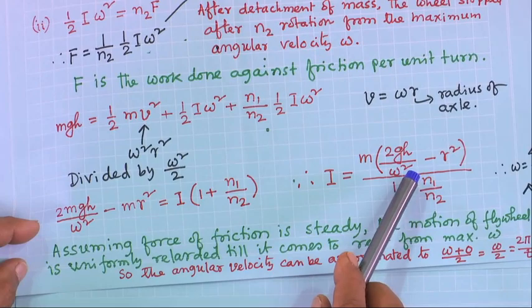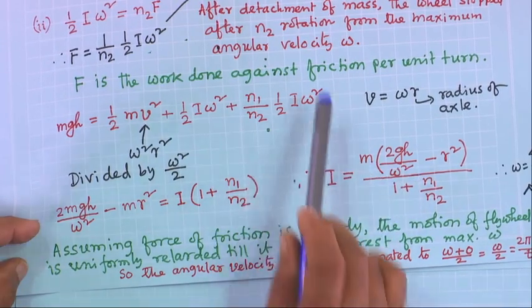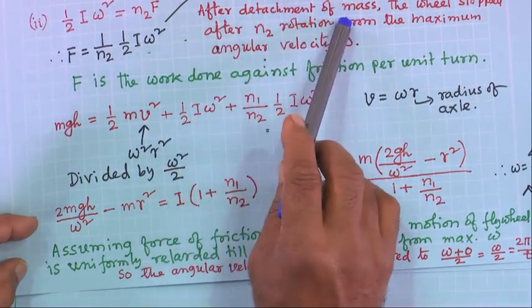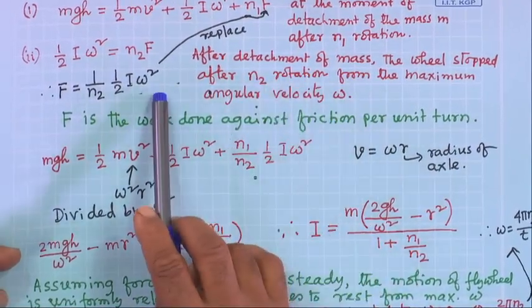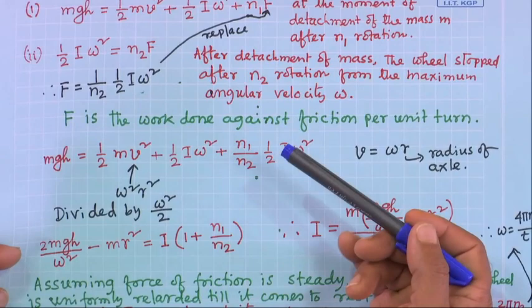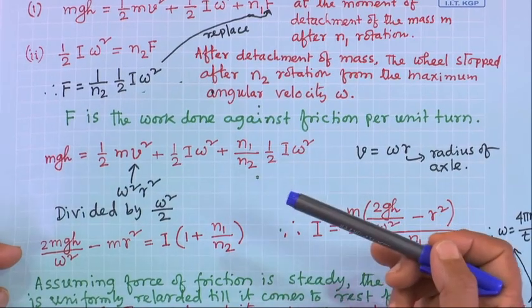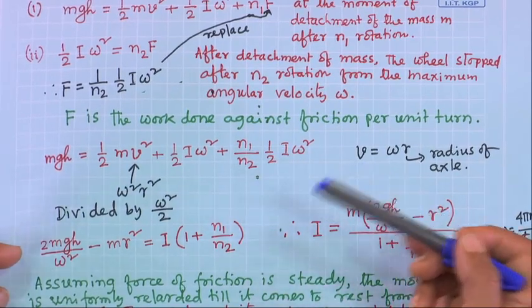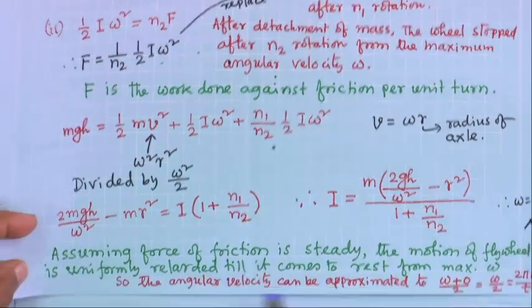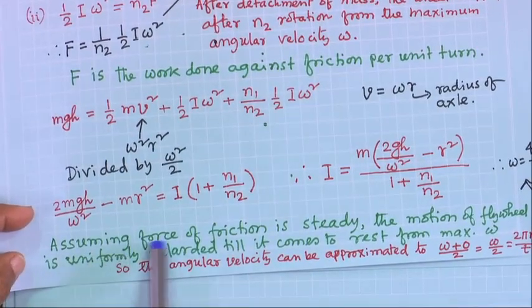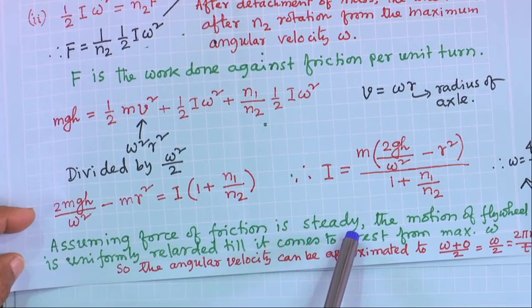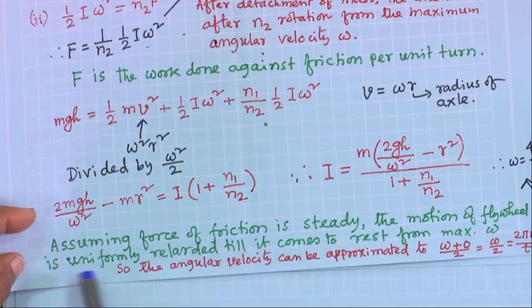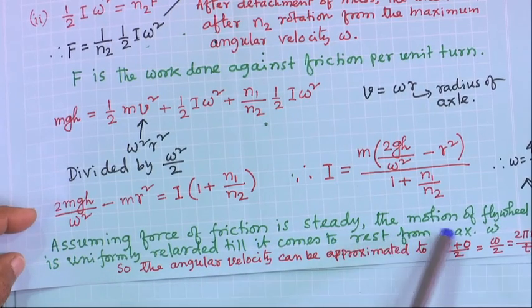The difficulty is that at the moment just after detachment of the mass, omega is maximum, and after some time it stops, so omega is then 0. So one can take an average omega. In that case we have to assume that the force of friction is steady, and the motion of the flywheel is uniformly retarded till it comes to rest from the maximum omega.